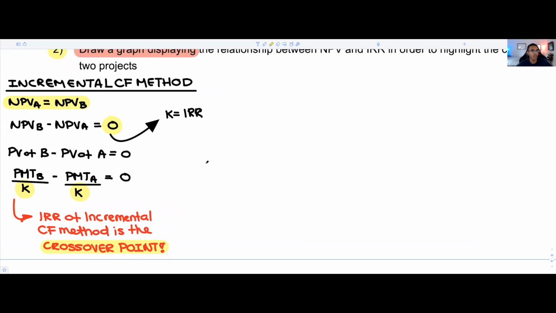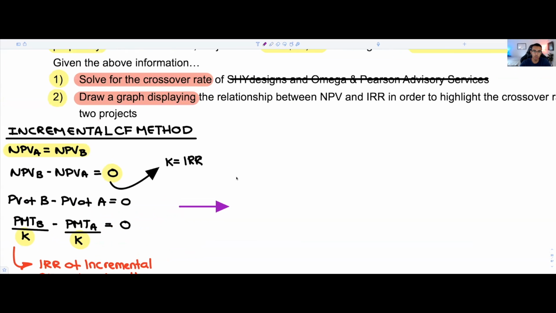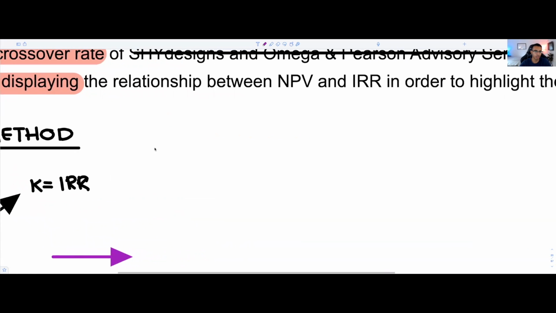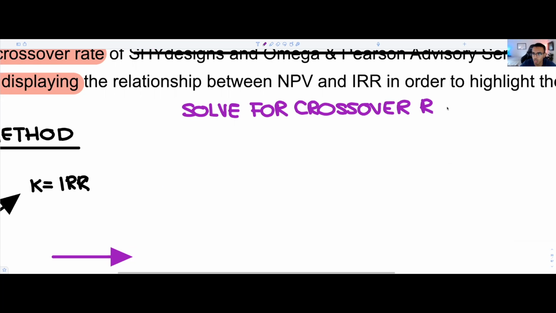So knowing that, we could actually hop into the question and solve for the crossover point. It's super easy for this question, so it's going to be awesome. Let's go ahead and I'm going to zoom in once again. I just want it to be as comprehensive and well written as possible, so when you look at this afterwards, it's easy. So let's solve for the crossover point, or the crossover rate.